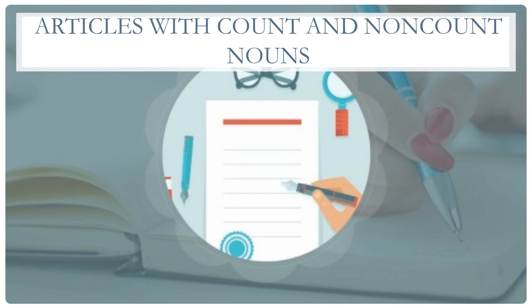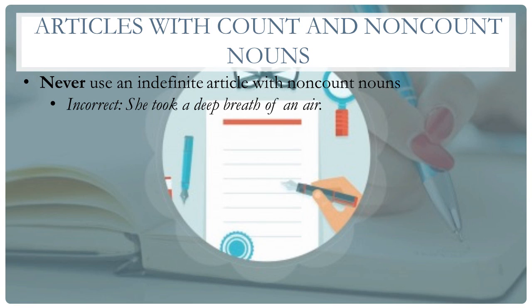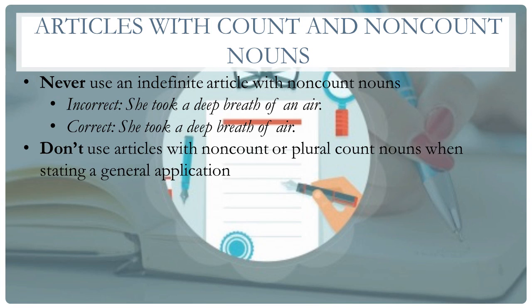The first rule to remember is never use an indefinite article, so remember that is a or an, with non-count nouns. So incorrect: She took a deep breath of an air. Air, of course, is a non-count noun. You can't count how many airs you're breathing. So the correct form would be: She took a deep breath of air. The other rule to remember: don't use articles with non-count or plural count nouns when stating a general application. Here's an incorrect example: The money is not happiness.